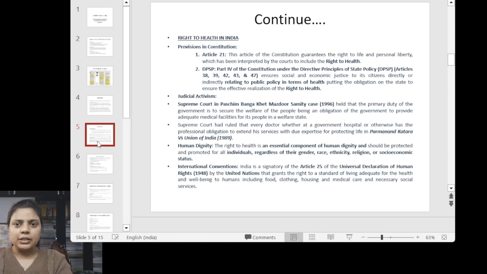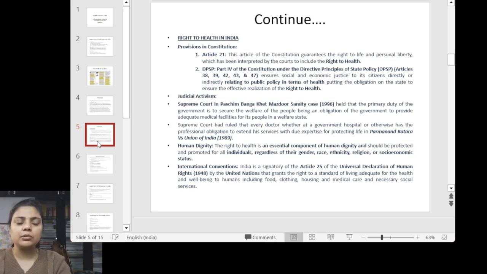So let's focus on the right to health in India. As I have already told, this is how we can connect this topic with our GS paper 2 with the governance part. Here you can see Article 21, which is a part of fundamental rights, in which we are given the right to life and personal liberty. Here it also includes the right to health. No doubt it is not included explicitly, rather it has been included implicitly.